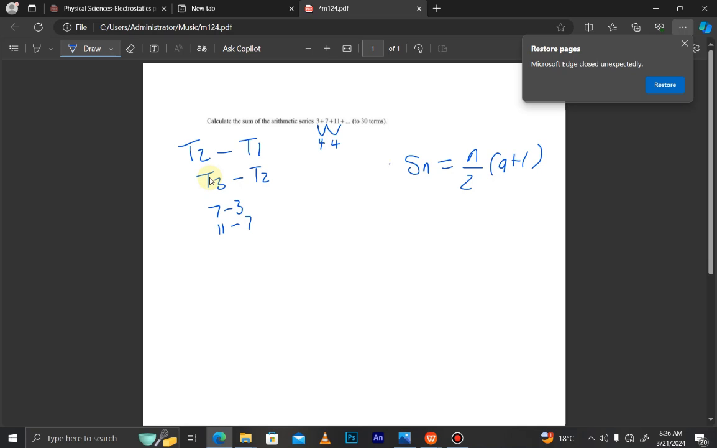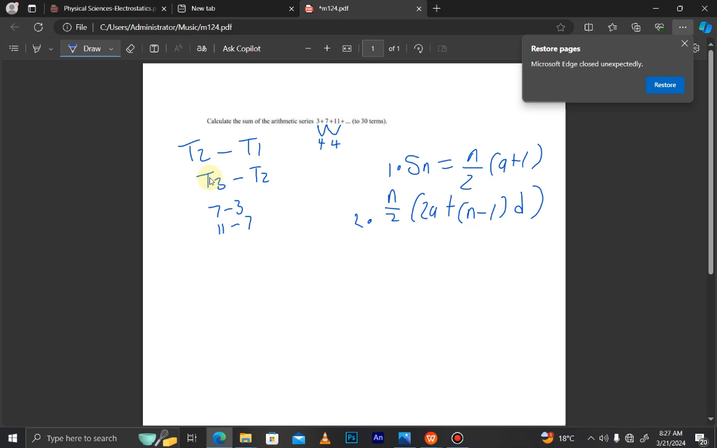The first formula is this, and then the second formula is this one, where we say n over 2, bracket 2a plus, open bracket, n minus 1, bracket d. Then you can put a bracket like this. So this is the second formula.